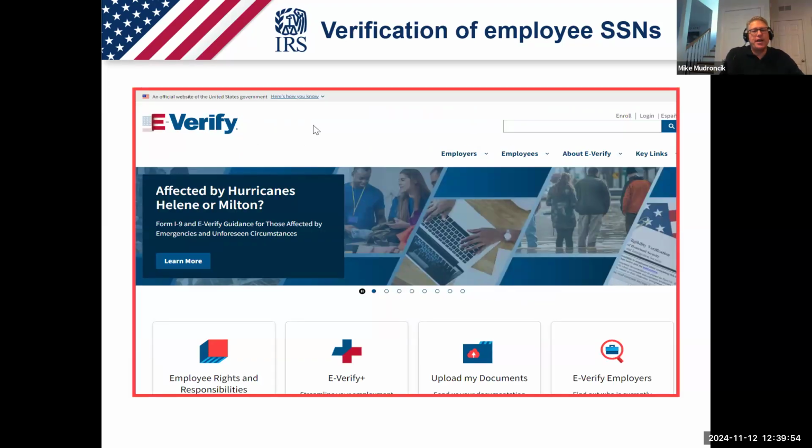So this is the website, E-Verify, and it is available to you. Again, you need to sign up to use it, but another free resource to make sure you're meeting your employer responsibilities.